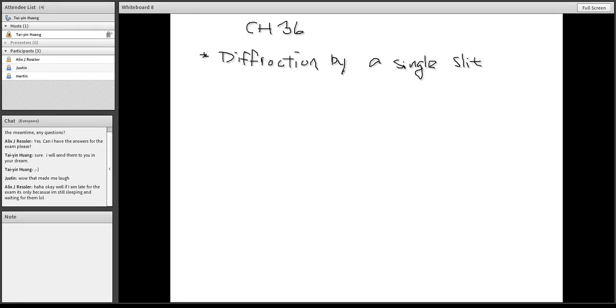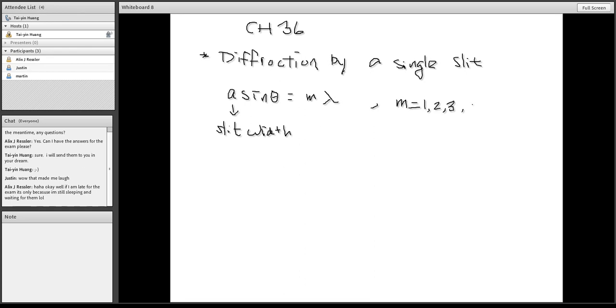The dark fringe will occur according to this equation: a sine theta equals m lambda. Your a here is the slit width, and theta is the angular position of the dark fringe. Your m starts from 1, 2, 3, and so on. You don't have a 0 because we're looking for dark fringes.